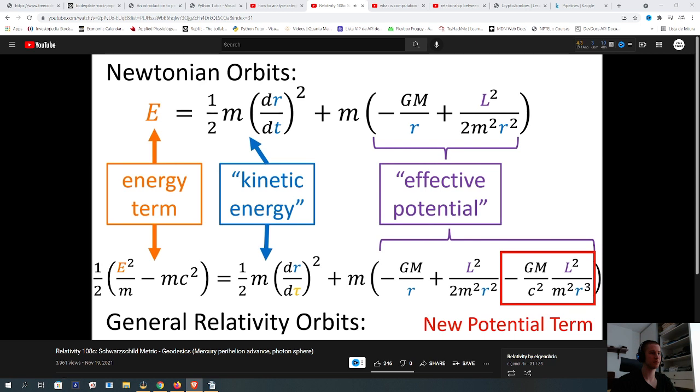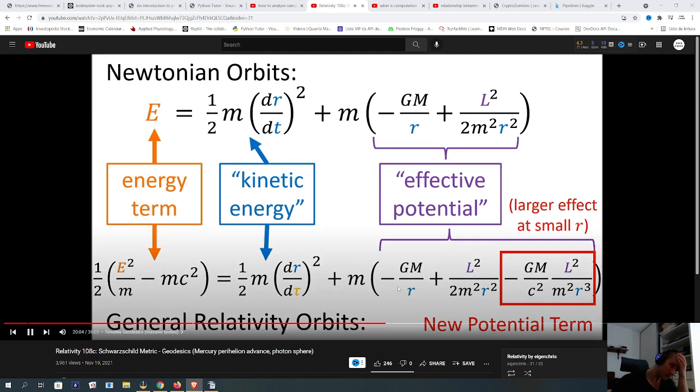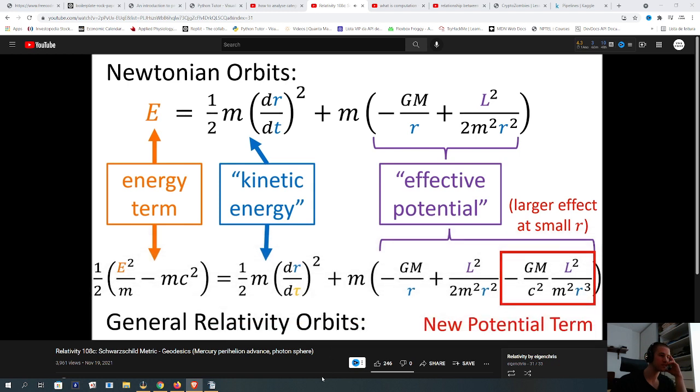1 over r cubed. This last term goes to 0 very quickly when r is large, but it can have a very large effect for small r. So the main differences between massive body orbits in Newtonian gravity and general relativity should only occur at small values of r, due to this new 1 over r cubed potential term.